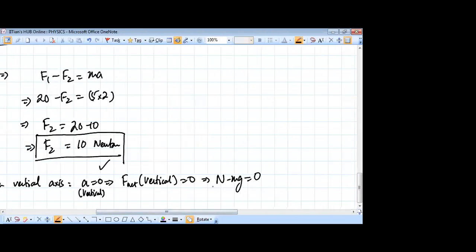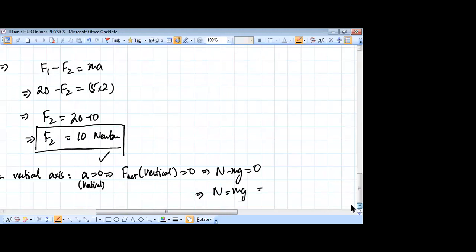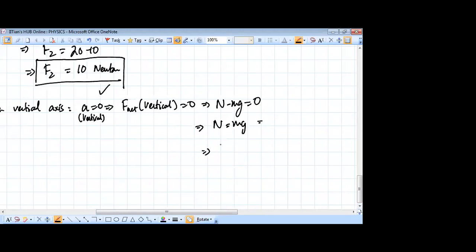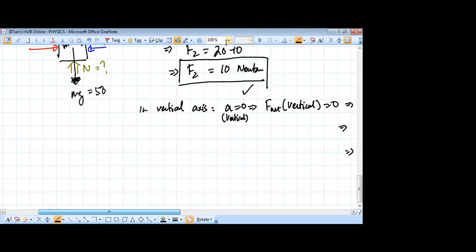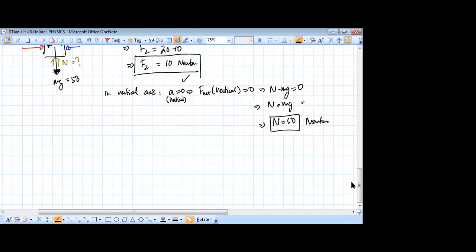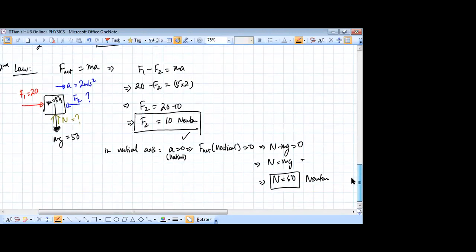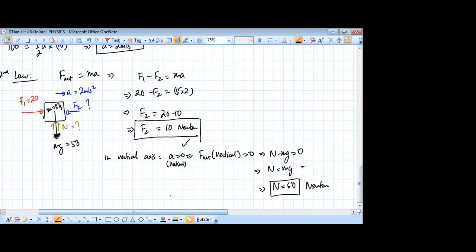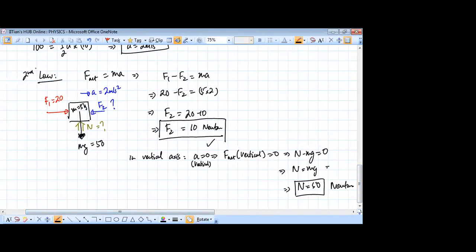So the normal reaction acting on it should be equal to the weight, or the normal reaction magnitude should be equal to 50 newtons, taking g as 10, mg downwards, N upwards. So normal reaction of 50 newtons is acting upwards, whereas the horizontal force F2 should have a magnitude of 10 newtons. And as you can see from the diagram, it's acting in the opposite direction. So this is the complete solution of the first part.